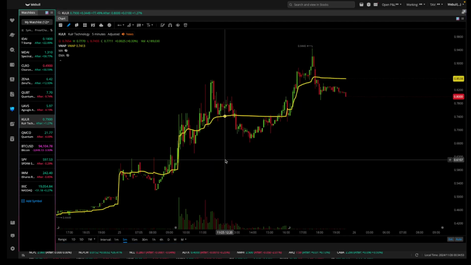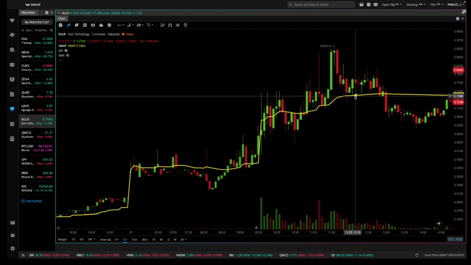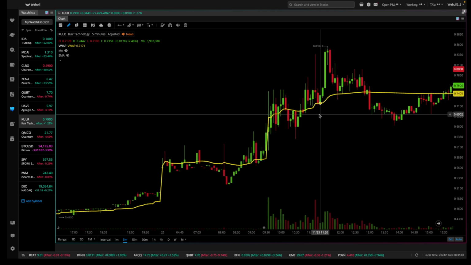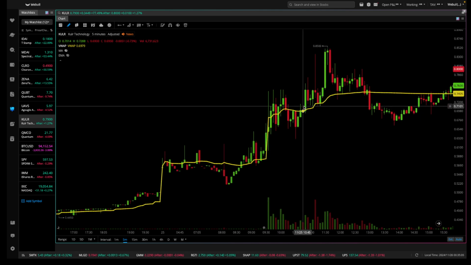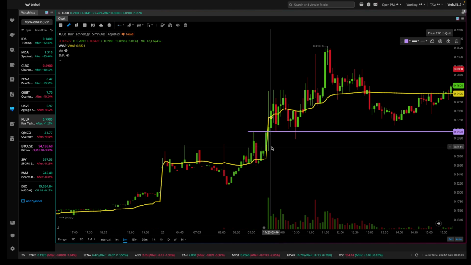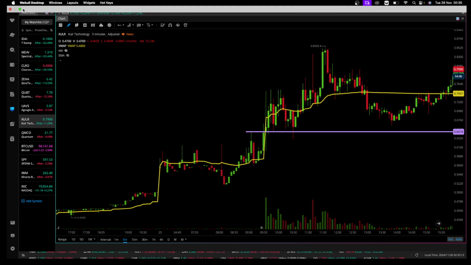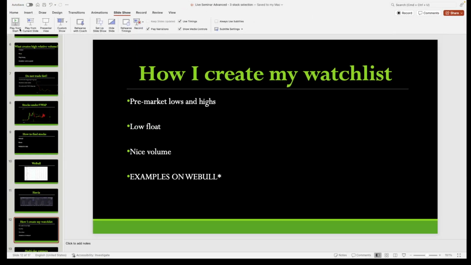KULR was another one I looked into. I traded this today, from 0.75, and we ended up hitting 0.94. But you look at this, a nice amount of volume, over VWAP, closed over VWAP. We had this initial push, we broke up and we held. So these are just examples of some tickers I have on my watch list. Let me go into more detail for you guys.